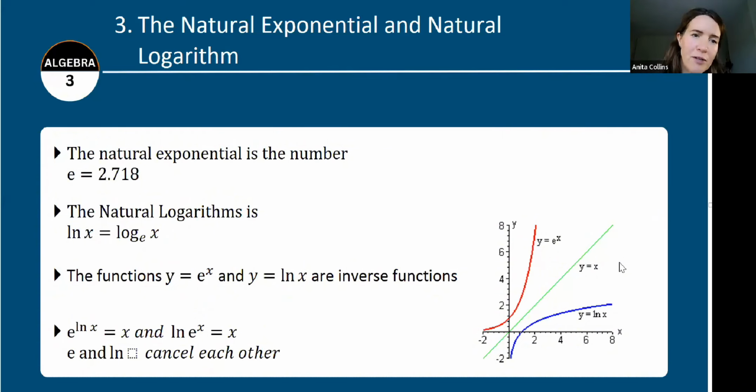The natural logarithm then is if you take log and you use your base e. Now remember before we had base 10, base 5, base 2, we had lots of different bases. Here our base is going to be the number 2.718. So log base 2.718, or log base e. We have a special name for that. When the base is e, we call it ln, the natural logarithm. So log of x base e, we can call it ln of x.